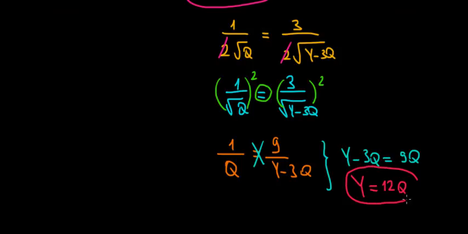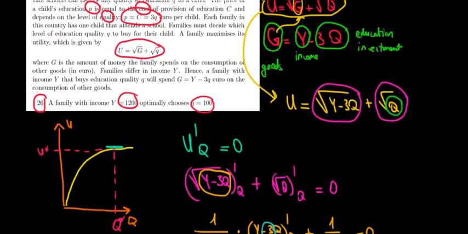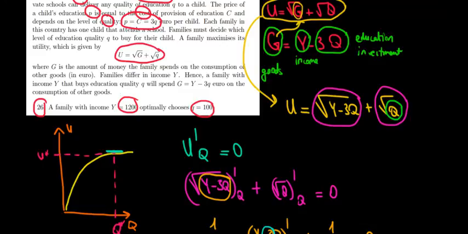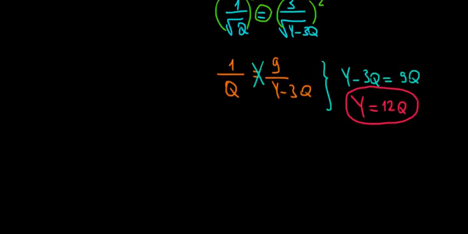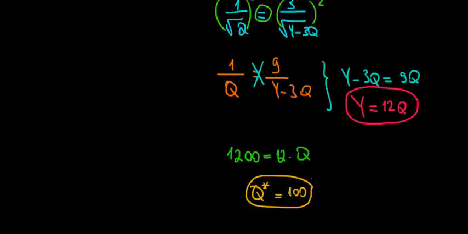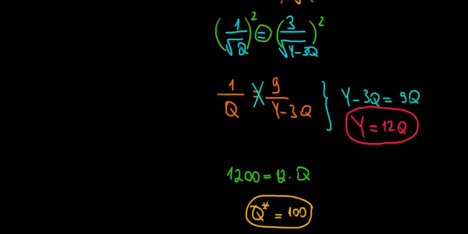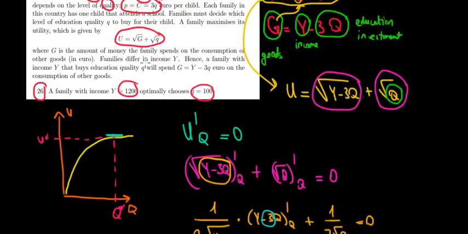So y equals 12q, and we want to know whether this holds true for an income of 1200 euros. So let's see, when the income is 1200 euros, what's going to be the quality of education that the family wants? Well, 1200 euros is equal to 12 multiplied with q. If we divide both sides by 12, we can see that the optimal quality of education for that family will be equal to 100, and that is what the answer key tells us. So the answer is true and we are done.